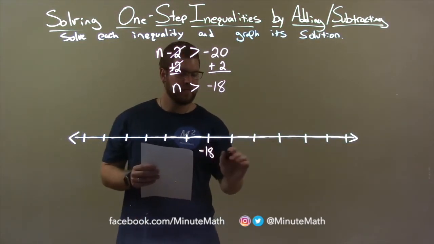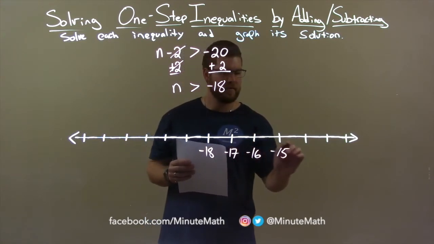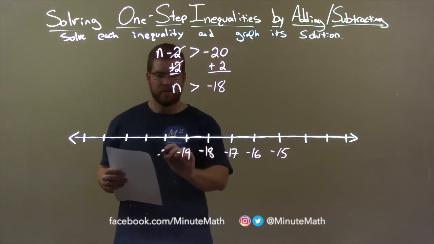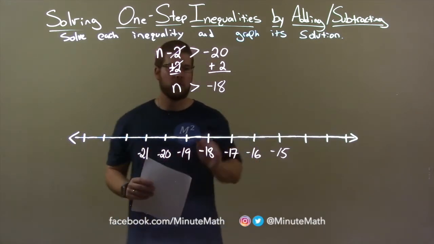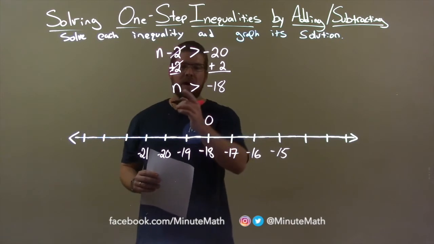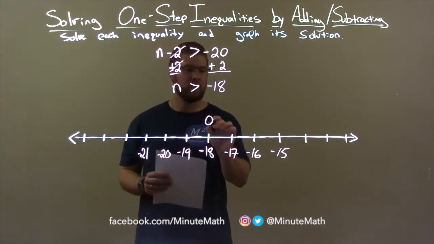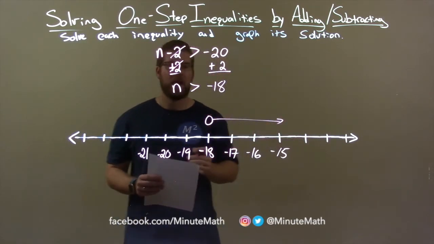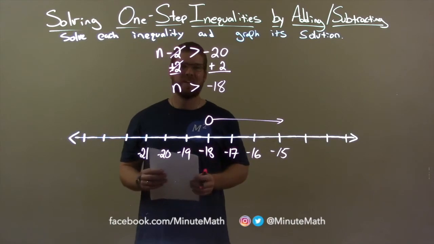Negative 18 here, and then we have negative 17, negative 16, negative 15, negative 19, negative 20, and negative 21 right there. Open circle at negative 18 because n cannot equal negative 18, it's just greater than. Greater than sign says the arrow goes to the right, and there we have it. Our final answer graph matches the answer here. n is greater than negative 18.